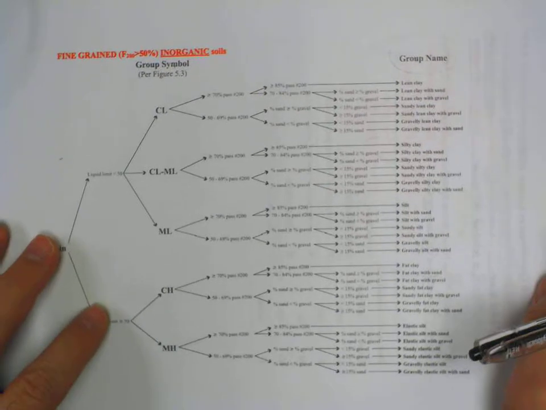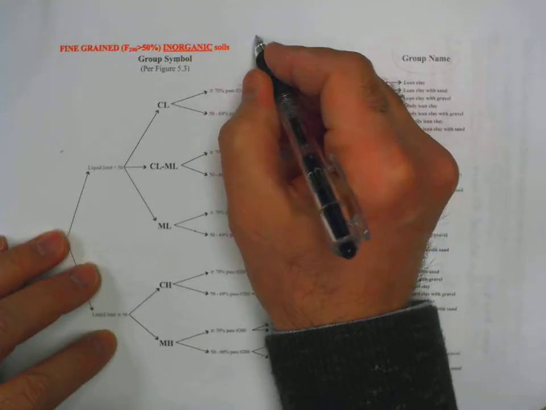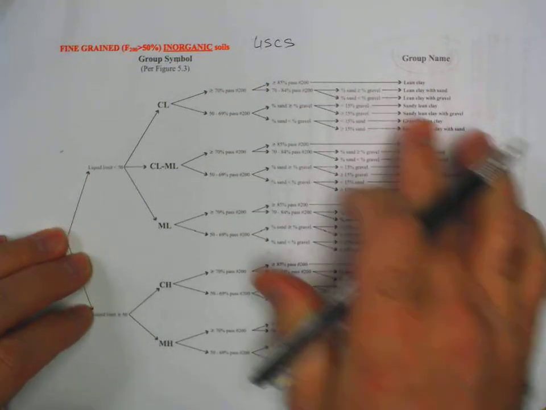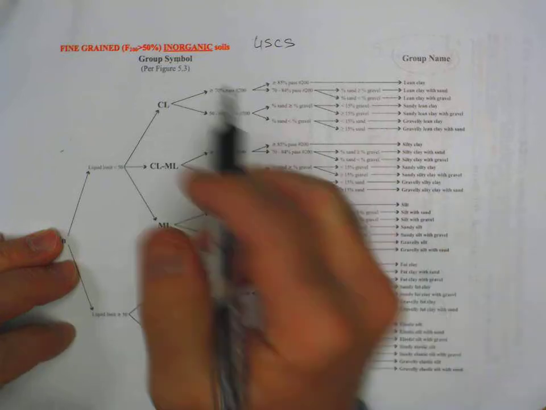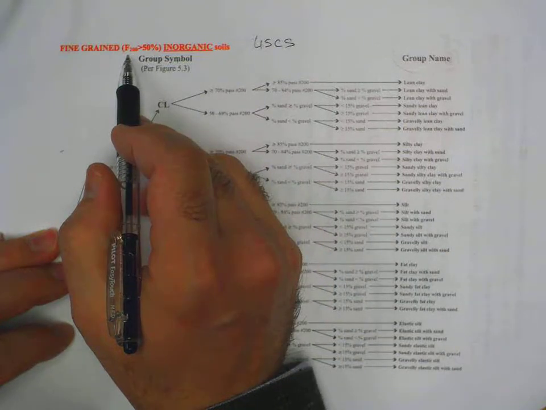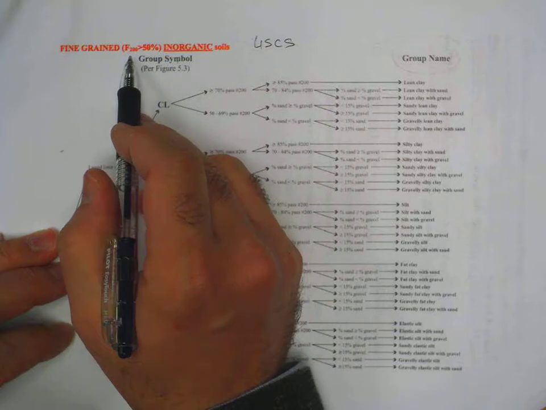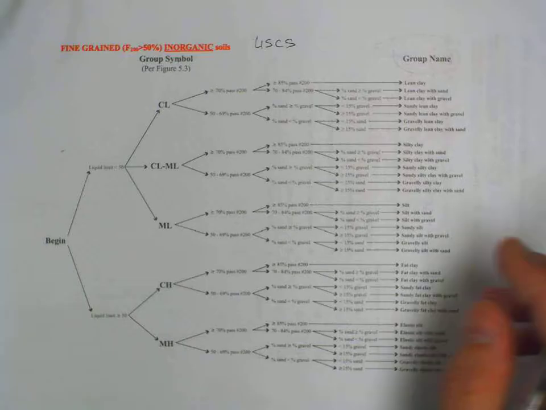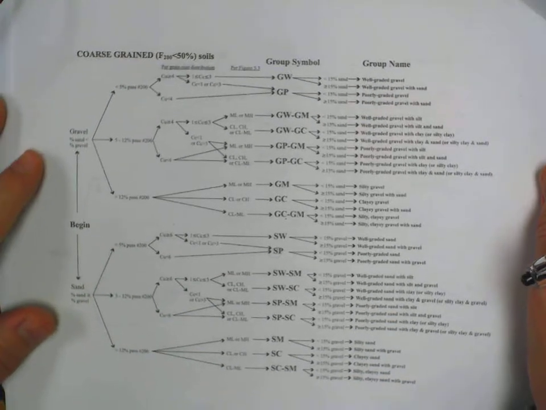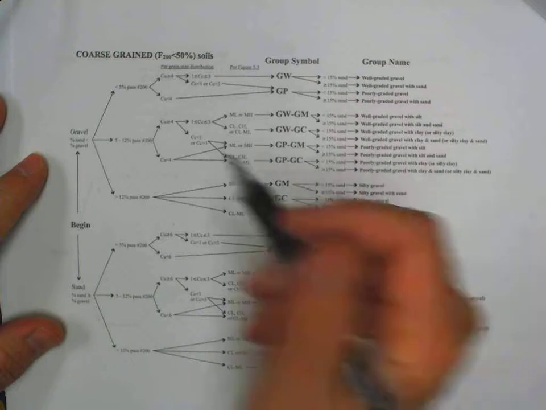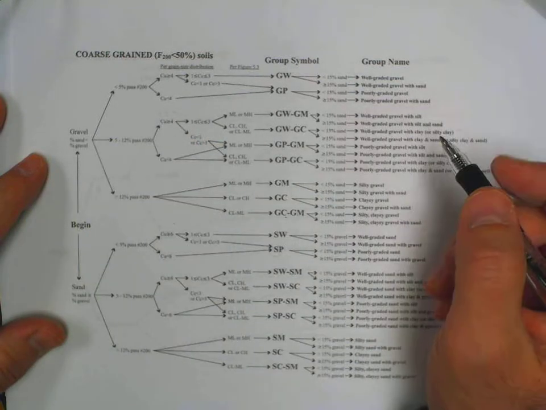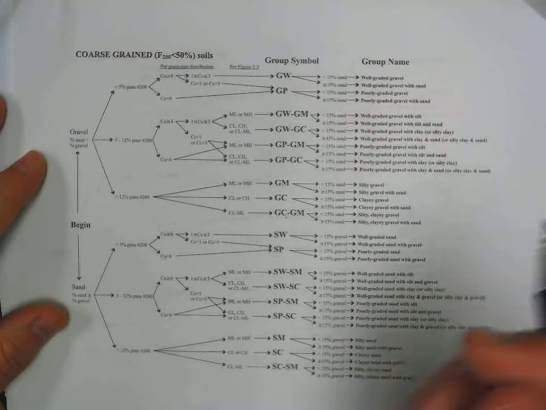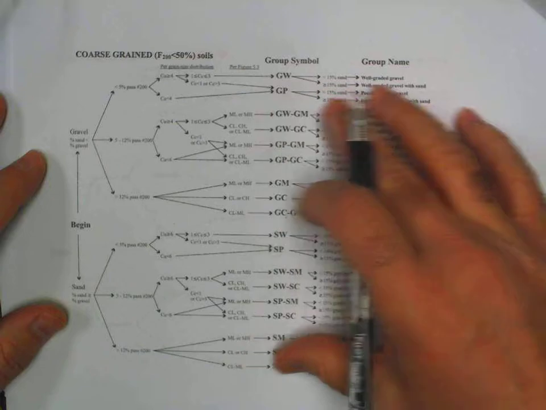Now we have the unified soil classification system, this is USCS again. We have this number one flow chart, which is used for the soil that is fine grained. When we have fine grained soil, that means F200 is larger than 50%. If the soil is coarse grained, we have another chart, which is on the next page. For coarse grained soils, when we have F200 less than 50%, then that's a coarse grained soil. Then we use this particular chart.